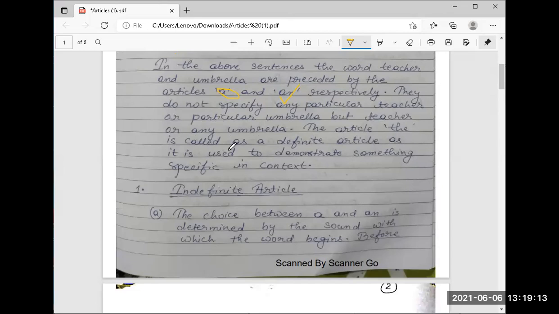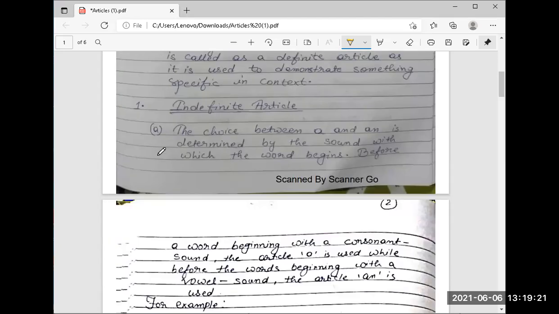The article the is called a definite article as it is used to demonstrate something specific in context. Now indefinite articles. For indefinite articles, the choice between a and an is determined by the sound with which the word begins.